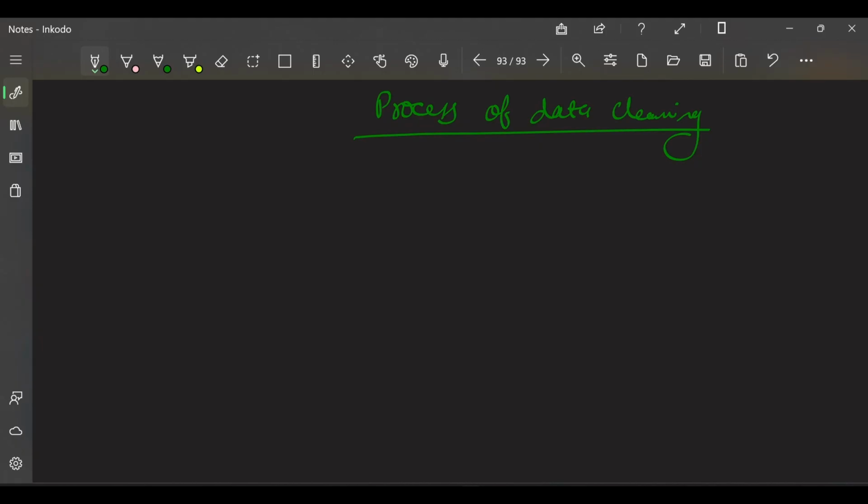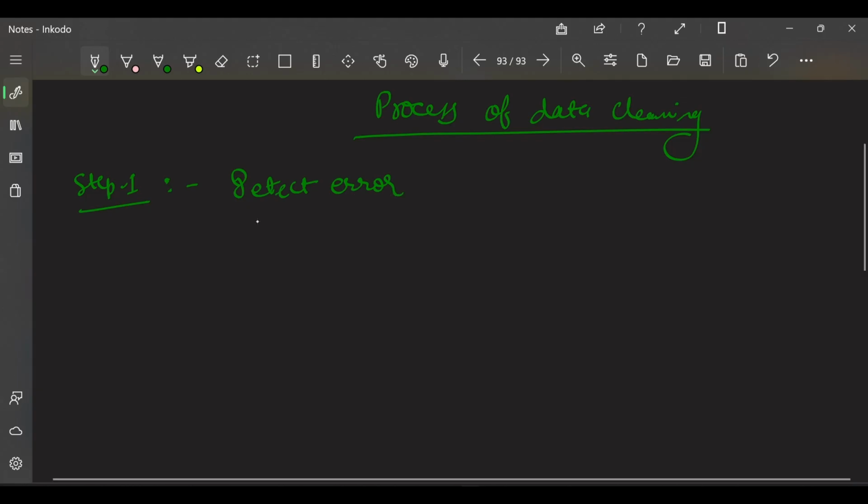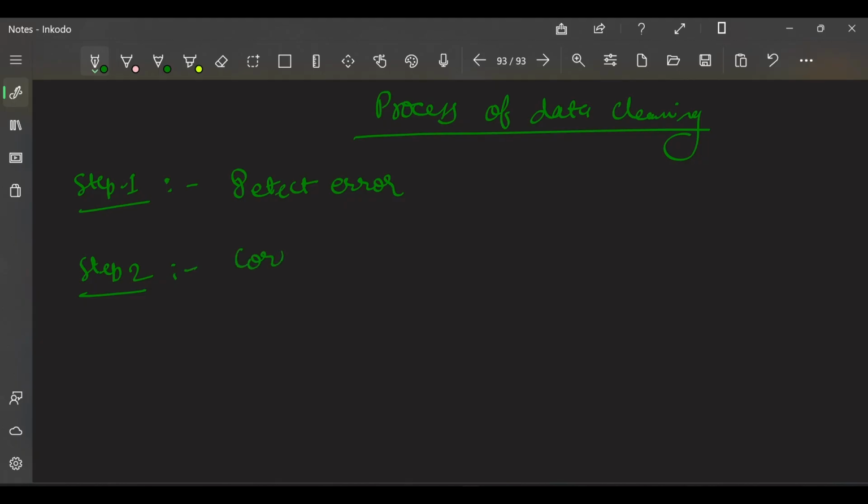So there are basically three steps. Step one is detect error, step two is correct error, and step three is validate.